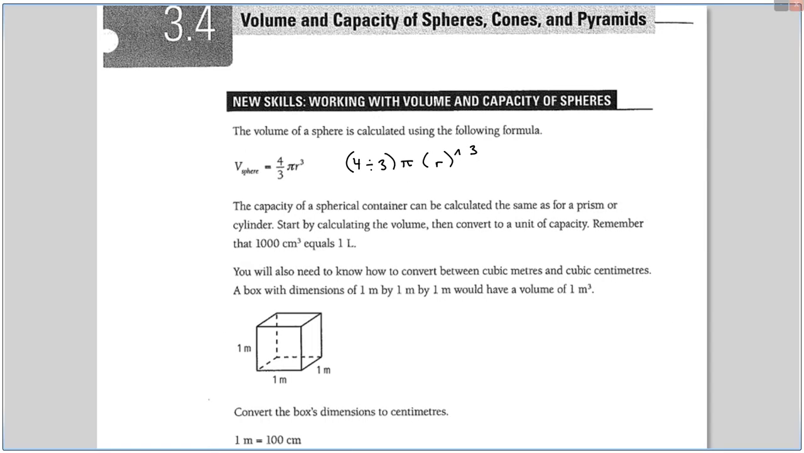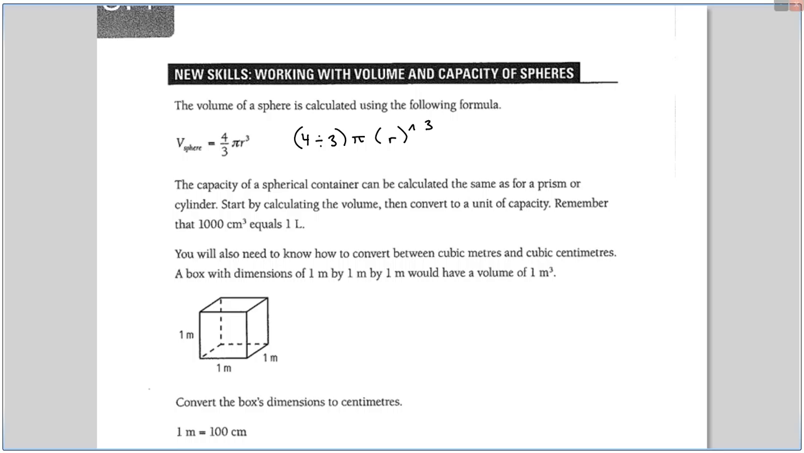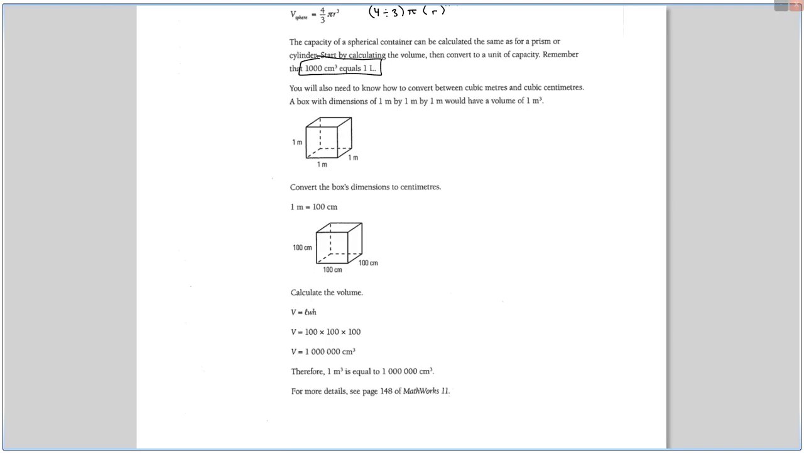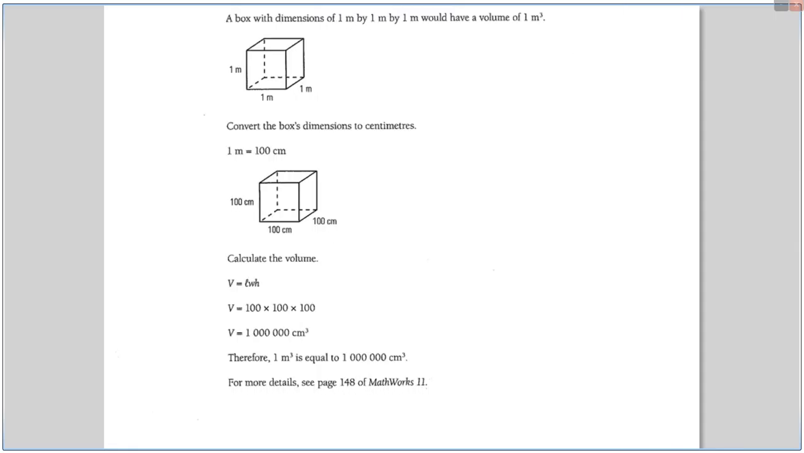And the capacity of a spherical container would be identical to any other container. This is on your formula sheet from last day. 1,000 of those little centimeter cubes, and you're going to get the liter. And you also need to know a box with dimensions 1 by 1 by 1 would have a volume of 1 meter cube. Therefore, 1 meter cube would be 1,000,000 centimeter cubed.